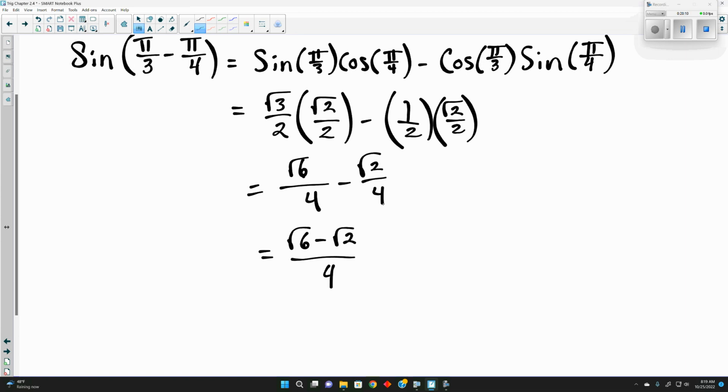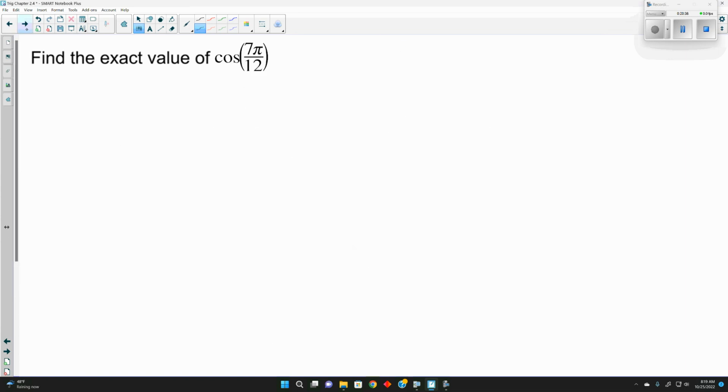Questions on this here? Luckily, these are not too bad, especially using your unit circle and reference sheet together. It gives us pretty much everything we need. Any questions on any of this so far? Okay. Let's look at the next one.